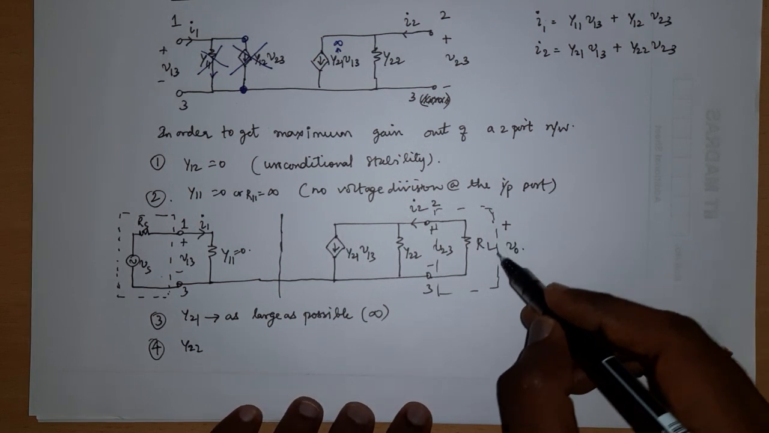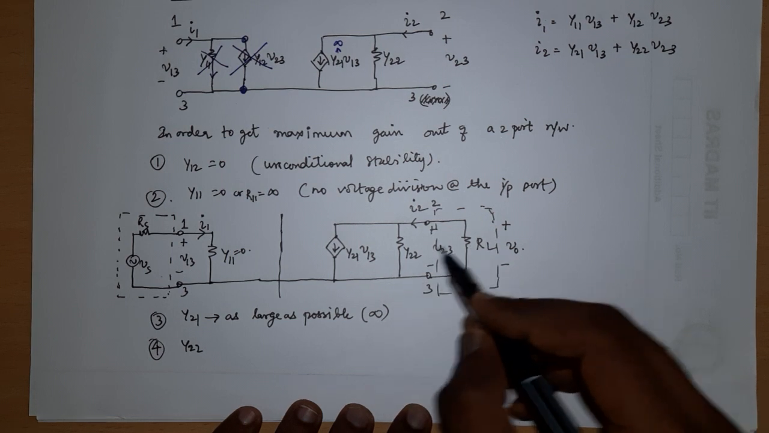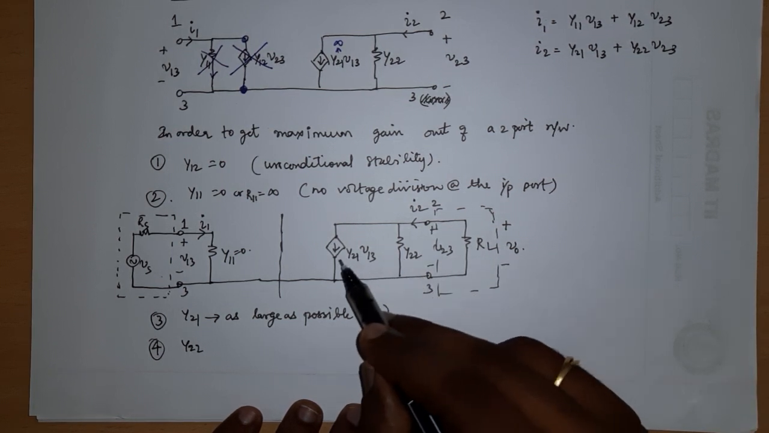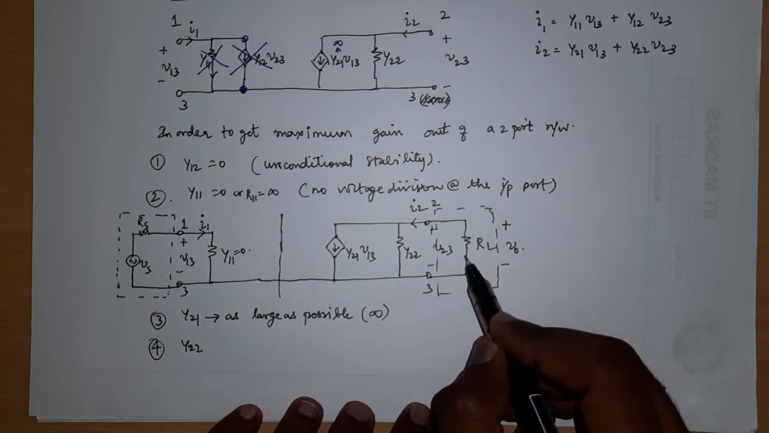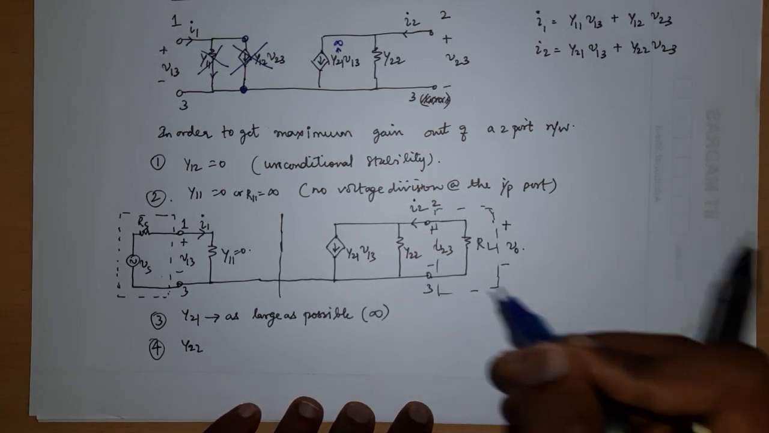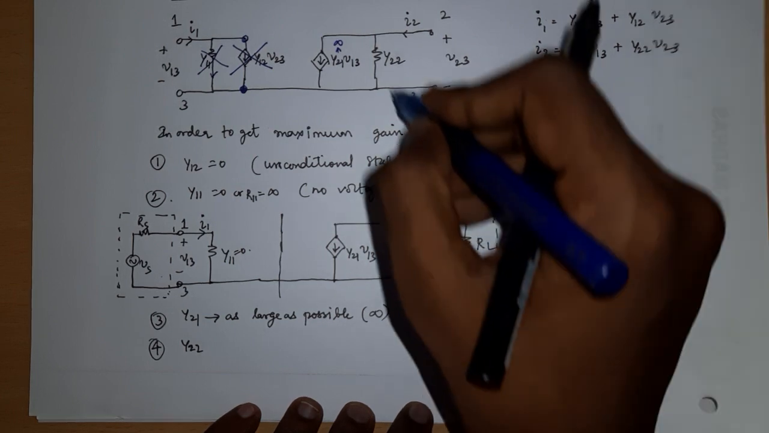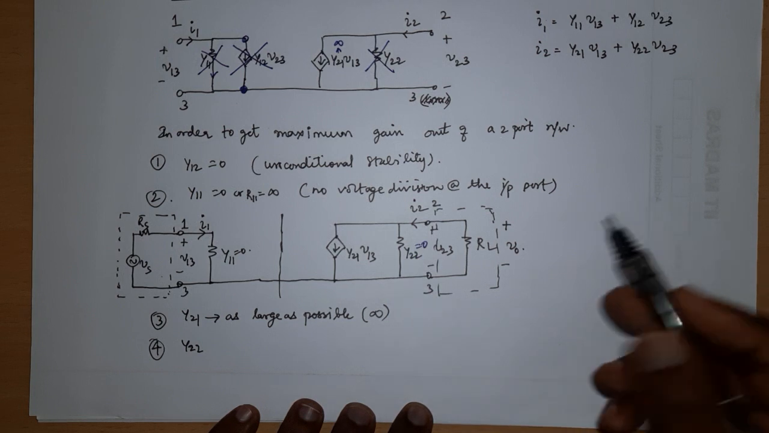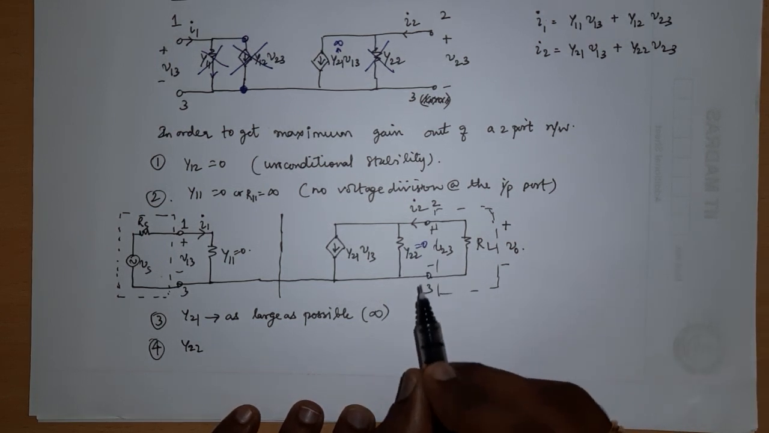So I want to eliminate this Y22 so that I will have all the current flowing through RL. Otherwise, if Y22 is active, then there will be current division. Part of the current will flow through Y22 and part of the current will flow through RL. So to have maximum gain or maximum output voltage, I want this Y22 to go to 0, meaning this is also open, because Y22 is a conductance. Conductance going to 0 means resistance going to infinity. So this one will be open.